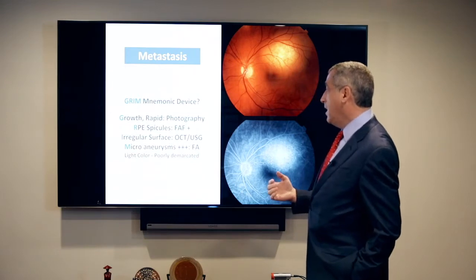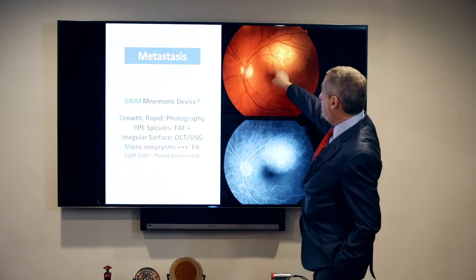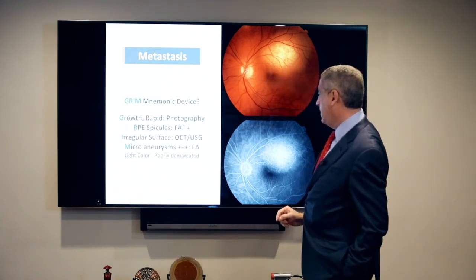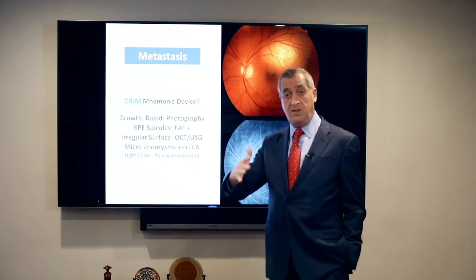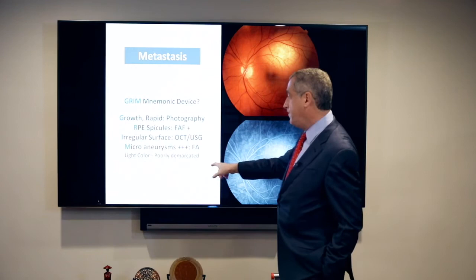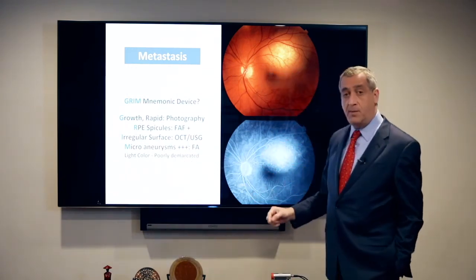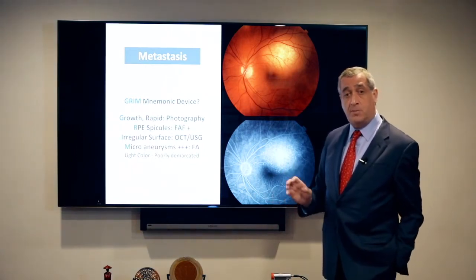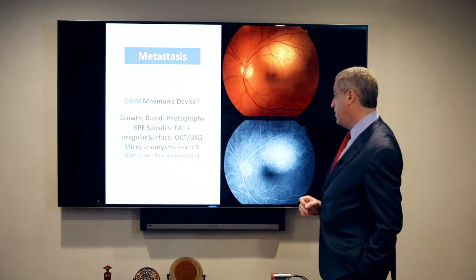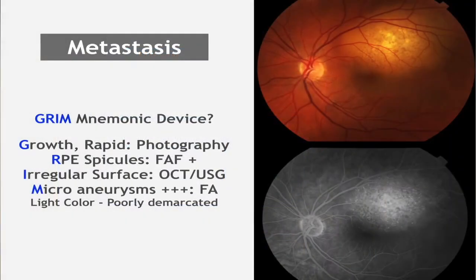patient at first. The RPE spicules are fundus autofluorescence positive, and you can see examples of the little pigmented spots on top, which will light up with the fundus autofluorescence images. The irregular surface that you can see on the OCT or the ultrasound, and microaneurysms, lots of little dots, are very common with metastatic choroidal tumors, and they exist on choroidal melanomas, but in much smaller numbers. They also tend to be lightly colored and poorly defined, which is again a more subjective finding.